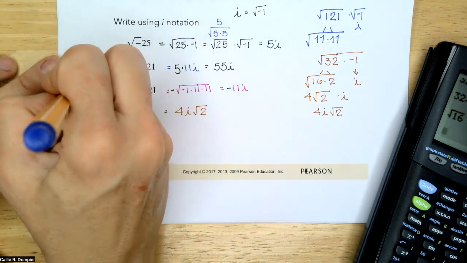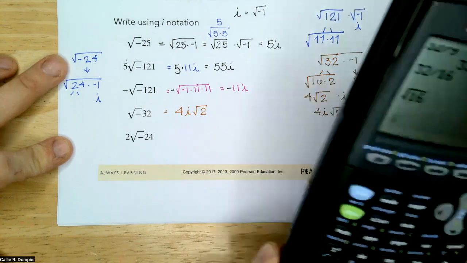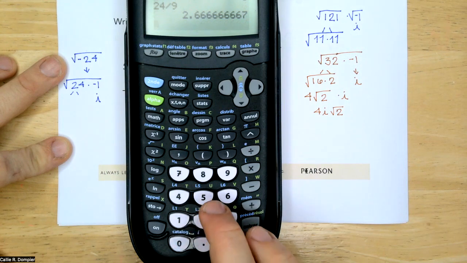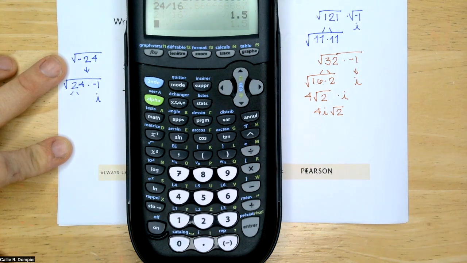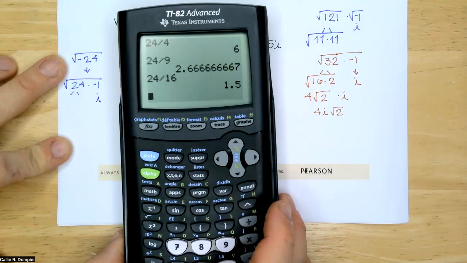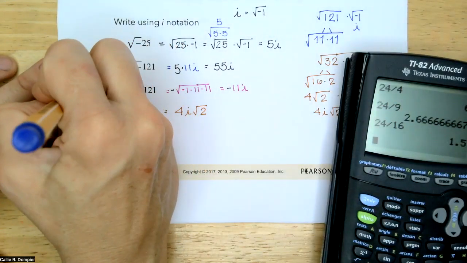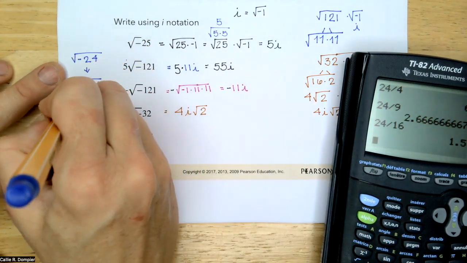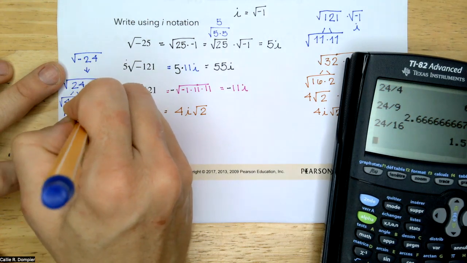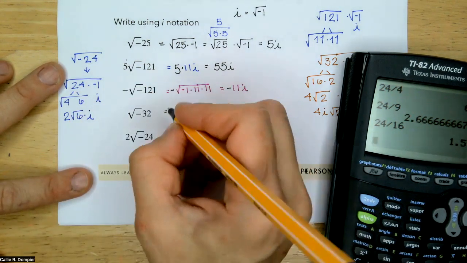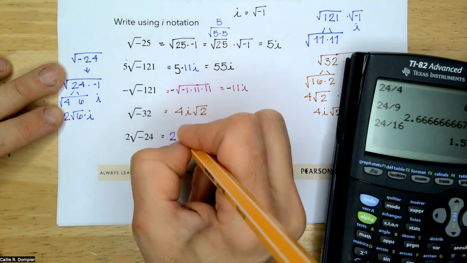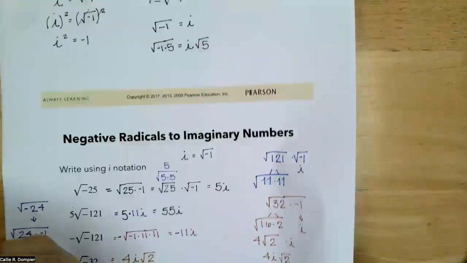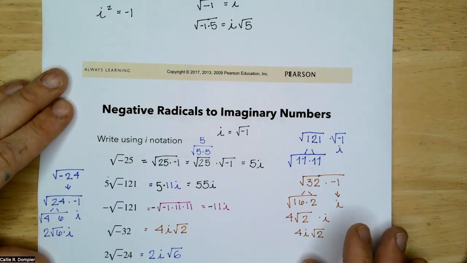Negative 1 becomes I. 24, can we divide it by 4? We can. We can't divide it by 9. Can we divide it by 16? We can't. So 24 is just going to be 4 times 6, right? The 4 comes out as a 2. We'll leave the 6 under, times I. So our final answer is 2 times I, because I is not under the radical, times the square root of 6. That's how to change a negative radical to an imaginary number.